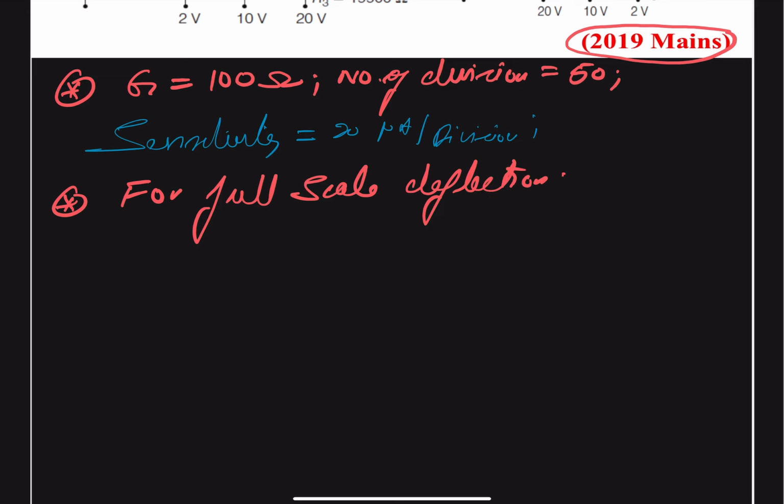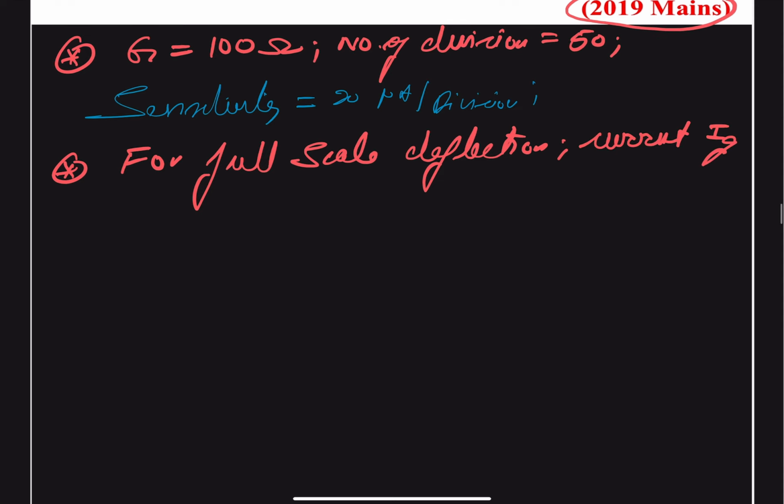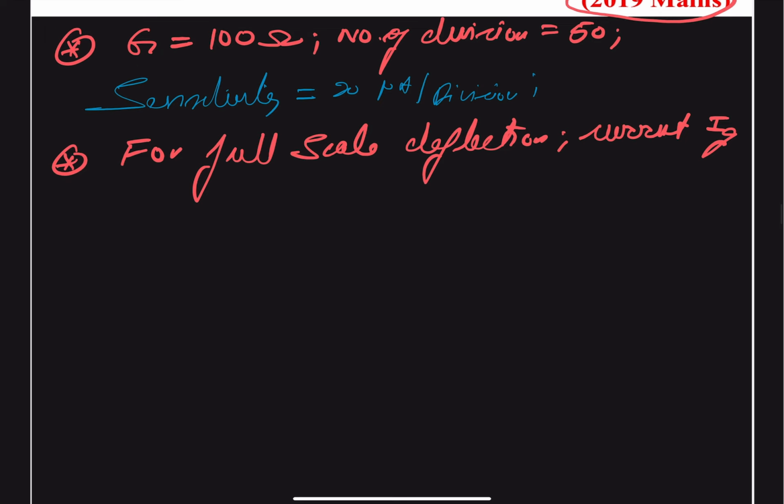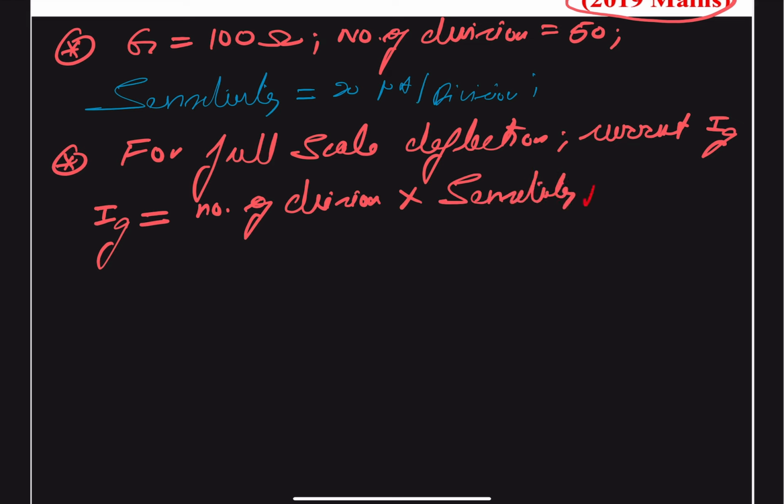For full scale deflection, the current, which is basically our galvanometer current, that is our Ig, is the product of number of divisions and the sensitivity per division. So the current Ig is the product of number of divisions and sensitivity per division.